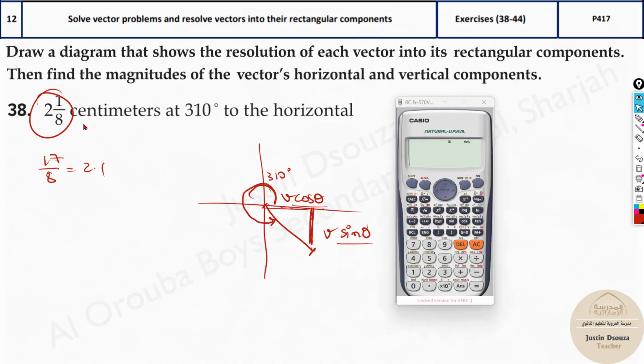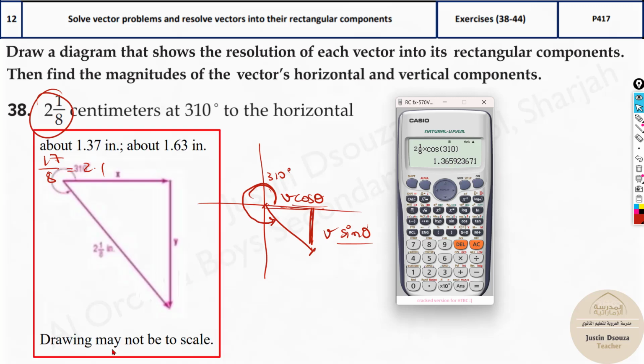In your calculator, you can type 2 1/8 directly as well. If you use this symbol, it won't work. Don't put 2 outside and 1 by 8. That is wrong. You need to press shift and this fraction symbol and you can type 2, 1 by 8. And that is 17 by 8 as we got, just over 2.1. This multiplied by cosine theta. What is the angle? 310. And this is the answer. That is the horizontal component, 1.36.